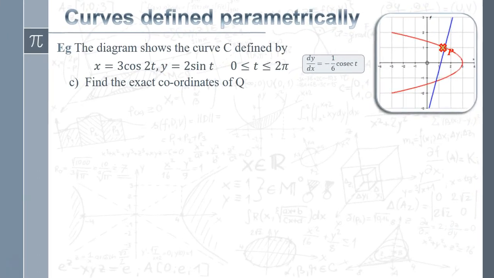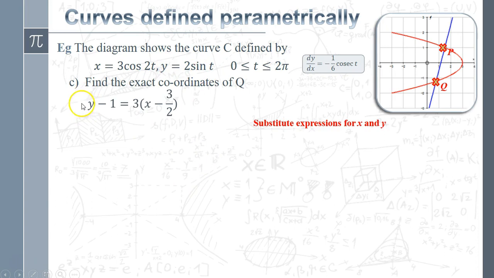And part C, we wanted the exact coordinates of Q, and from the question, Q was the point where my normal intersected the curve for a second time. So what we're going to have to do is work with my equation there and my equation for the curve, where we solve them simultaneously. And to do that, we take our definition for x, our definition for y, and we plug those into our equation of the normal. So let's take that and plug that one in there. Let's take that and plug that one in there.